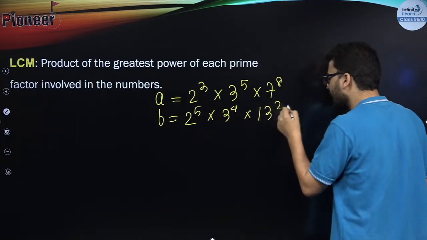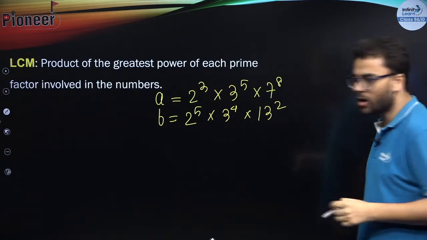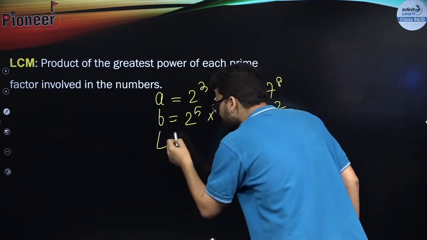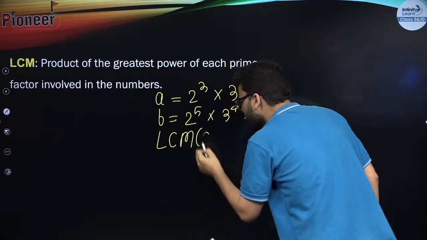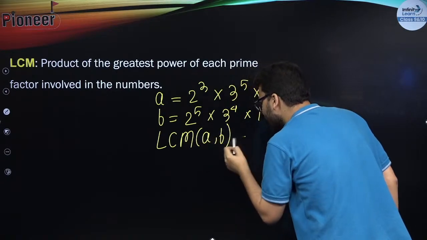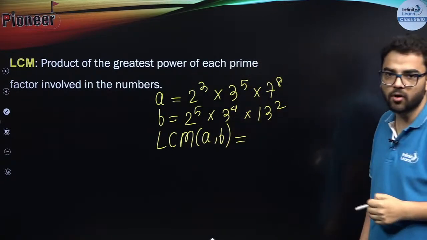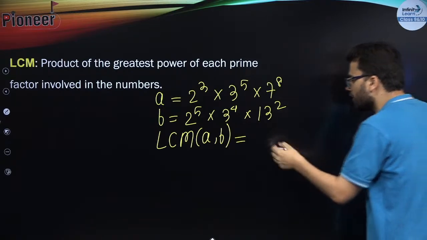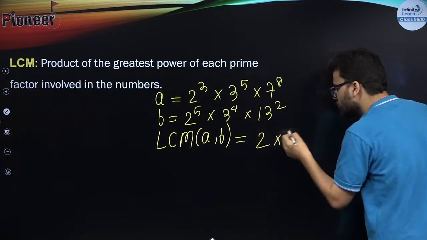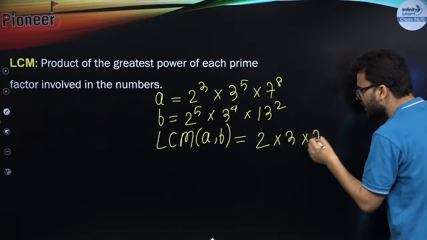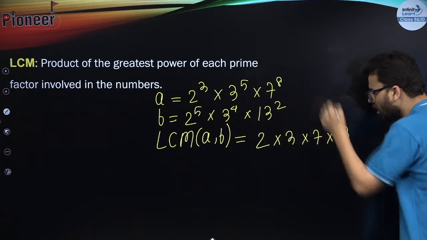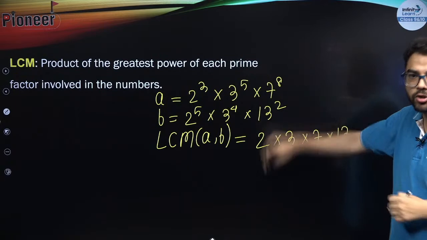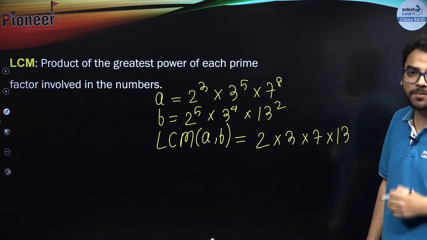Suppose it is something like that, you have to find the lowest common multiple. So the LCM of these numbers will be what? You have to include all the prime factors involved in both of them. For example, this is 2, 3, 7 and 13. You have to include all the prime factors involved in both of the numbers over here. I hope that is clear.